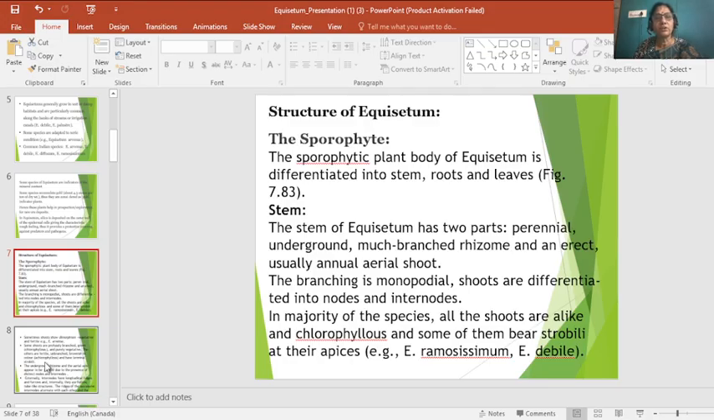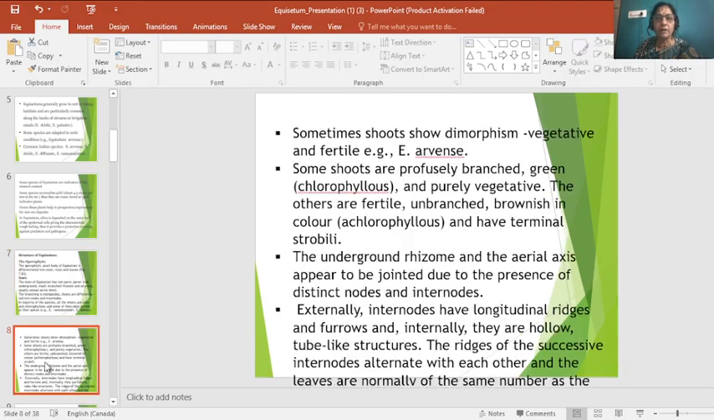If you see the structure of Equisetum, the sporophytic plant body is differentiated into stem, root, and leaves. The stem has two parts: the perennial underground much-branched rhizome and an erect, usually annual aerial shoot. The branching is monopodial. Shoots are differentiated into nodes and internodes. In the majority of species, all the shoots are alike and chlorophyllous, and some of them bear the strobilus at their apices, as in Equisetum ramosissimum and Equisetum debile.